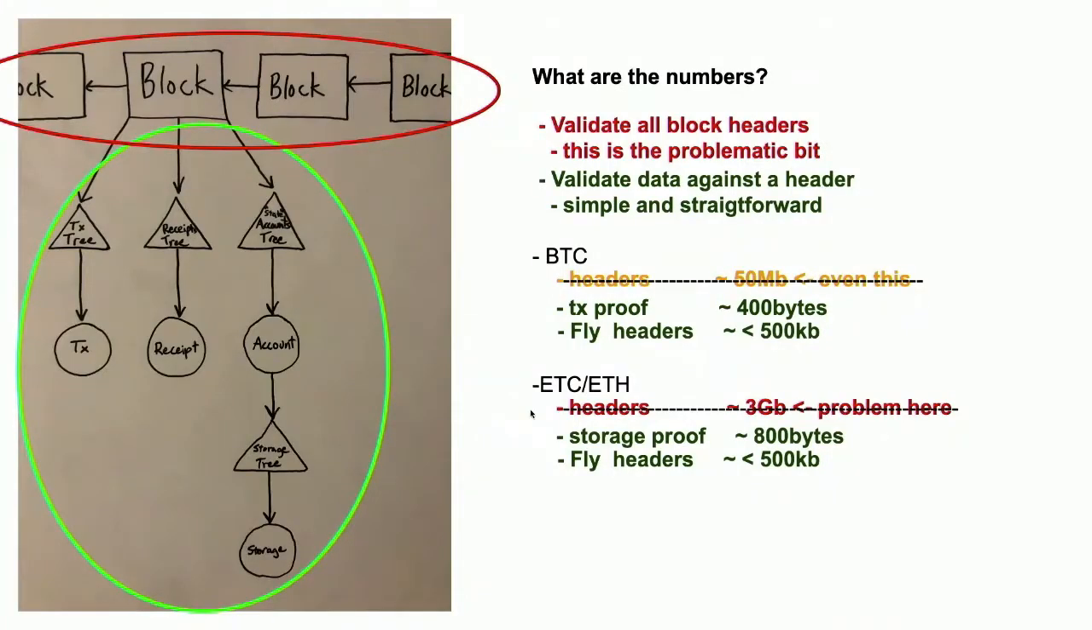So I just want to preface where we're going to get to, which is that with FlyClient, we can get that down to 500 kilobytes. That's 3 orders of magnitude difference. At that point, you're not just talking about a speedup, you're talking about entirely different kinds of software architectures that become possible.